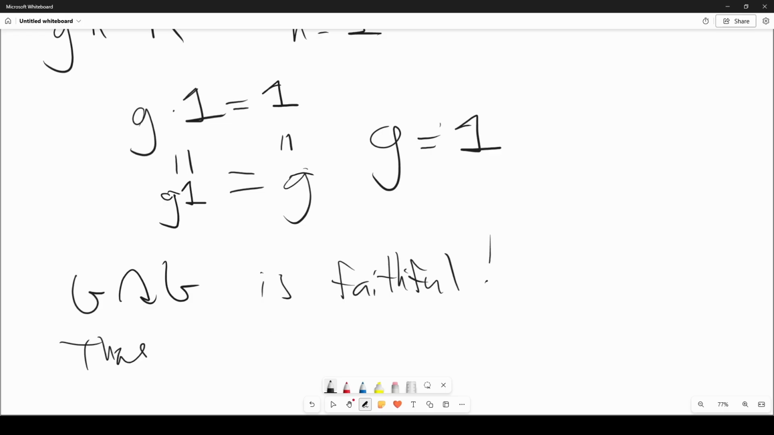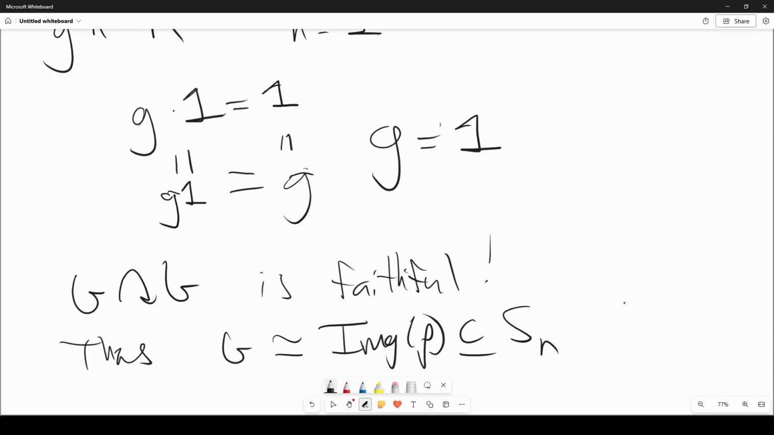Thus, by our lemma, G is isomorphic to the image of rho, which is a subgroup of S sub n, where n equals the order of G. Because if we're thinking of G as our set X here, then we apply the lemma, which says we take the order of the set. Okay, great. And so this basically just proves Cayley's theorem. G is isomorphic to a subgroup of Sn.